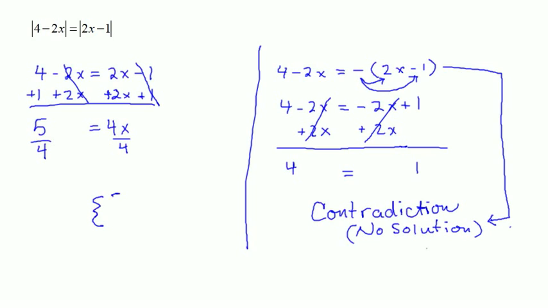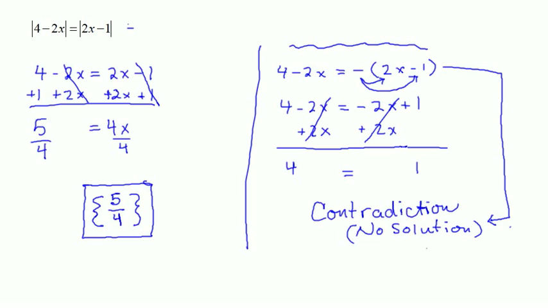My final answer, and it's really important to know exactly how to express my final answer. My final answer is just the one solution that I got from the equation that gave me a solution. I should not have in my final answer 5/4 and no solution. No solution really only applies to this equation here on the right. It does not apply to the original equation because the original equation did actually get us one solution. So very important, my final answer is just the number 5/4.